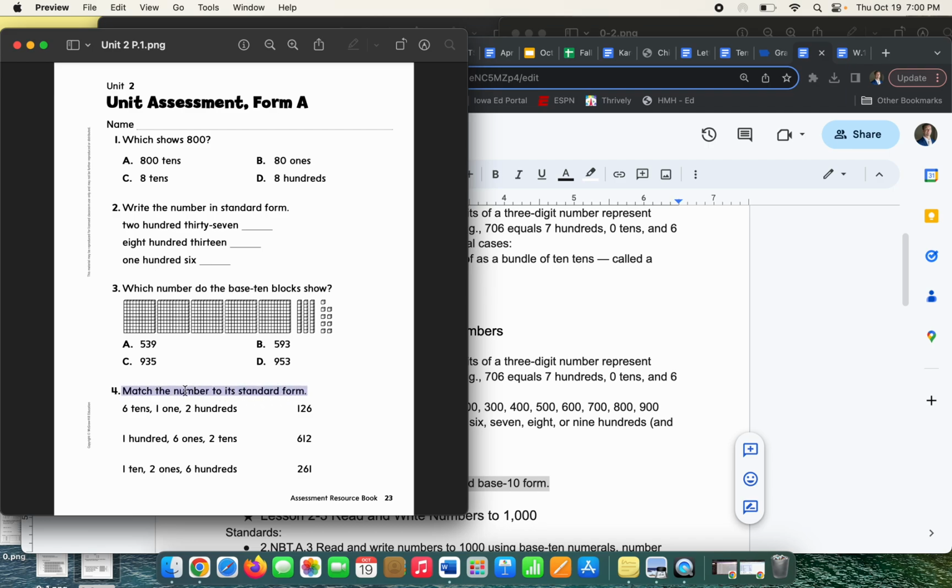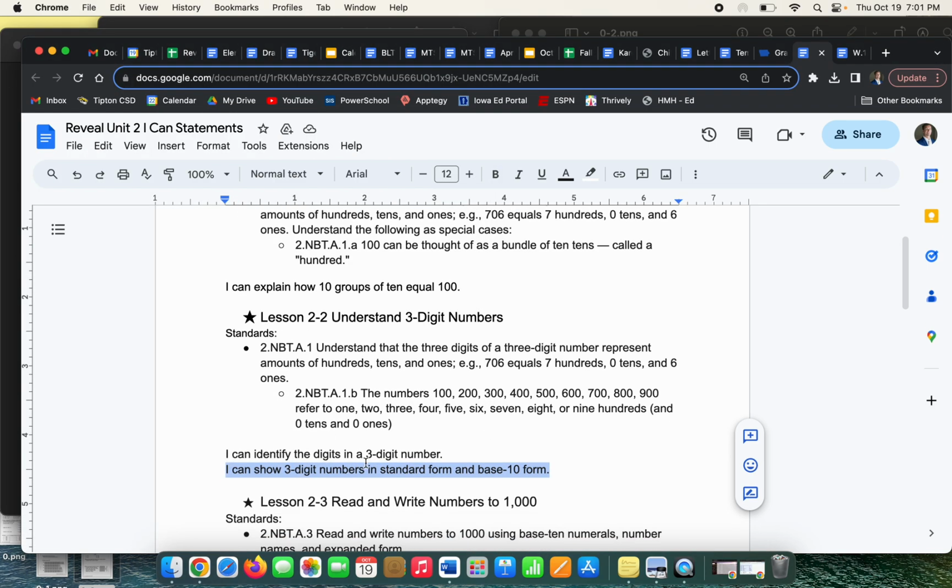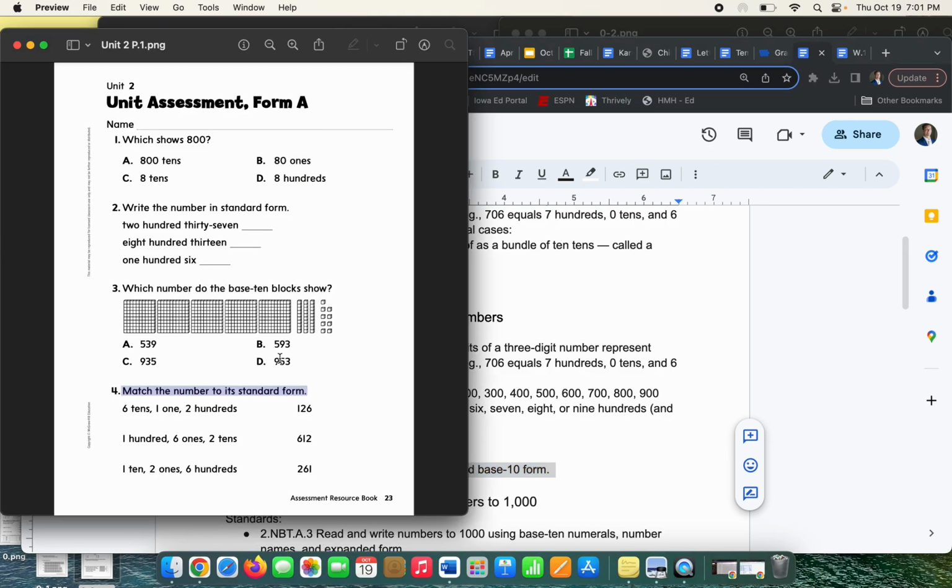So really, that's exactly what this question is asking. Match the number to standard form. So we're asking them to really identify base 10's here, as well as matching it to which one goes where, and how does this end up shaking out. And then same thing for question 3 here. Which number do base 10 blocks show? So it's asking really to be able to do both of these I can statements. I can identify a 3-digit number, and I can show 3-digit numbers. So that's how that conversation would look.